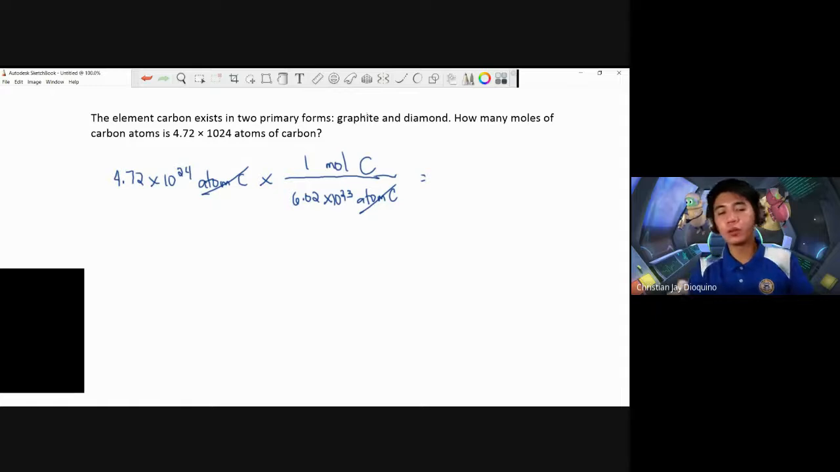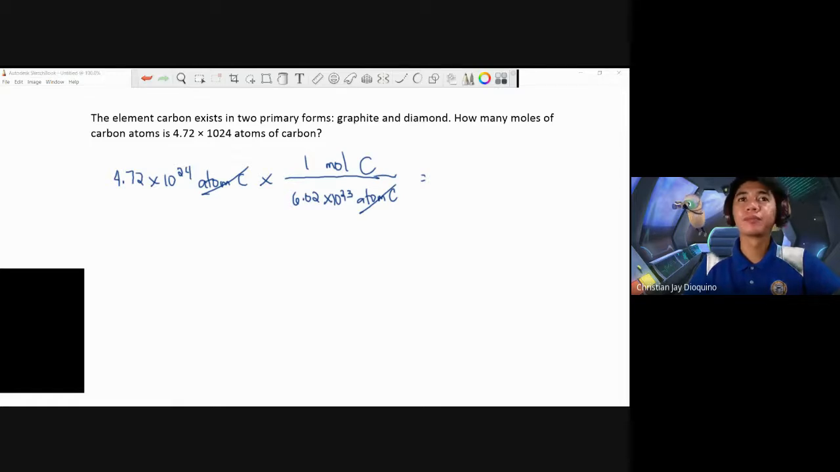Okay, so all you have to do is to divide that. So we have 4.72 times 10 raised to 24 divided by 6.02 times 10 raised to 23. The answer is... what's the answer?